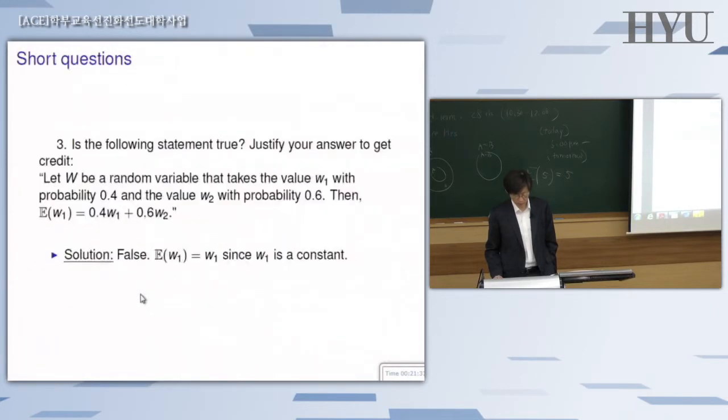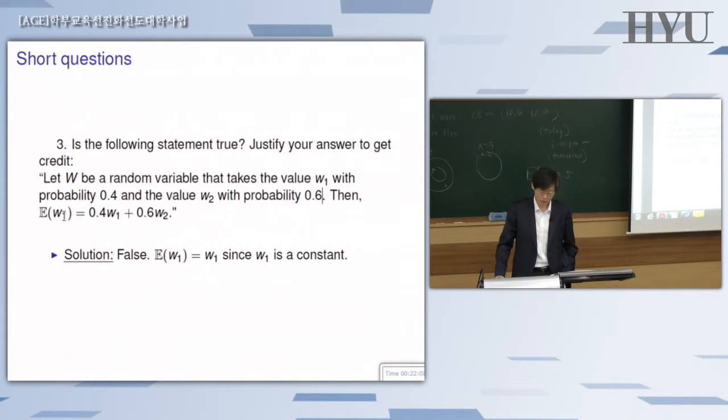And if you write it in more detail, just say that it's false because the expectation of w1 is just w1, because that's just a number taken by this big W. So this one is a random variable. There's an uncertainty. There's a possibility that this value could be different, either W1 or W2. But this is just a number like a 3 or 5. And this is just another number, maybe 100 or a million. And that occurs with different probabilities, 0.4 and 0.6.